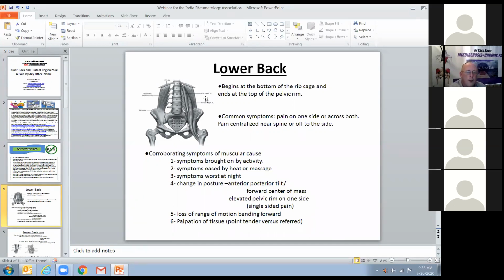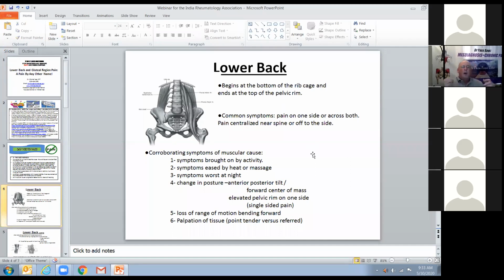When we go off to the side a little bit here, we can see that this is the actual quadratus lumborum muscles, and that's the low back muscles, and those attach from the bottom of the rib cage to the top of the pelvis. So if the person says their pain is 2-3 inches off to the side, we're going to probably see that it's from the QLs, quadratus lumborums, okay?